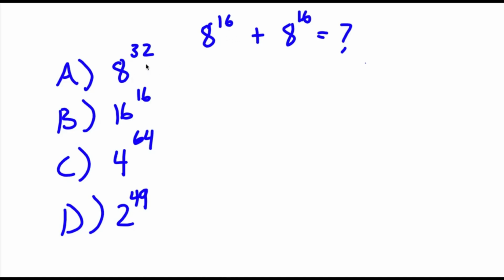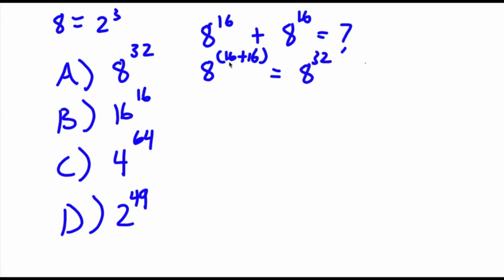So 8 here, this is equal to 2 to the power of 3, right? So let's try out A. What they did was they simply just kept the base the same and added the exponents. So they did 8 to the power of 16 plus 16. 16 plus 16 is 32, so they did 8 to the power of 32. And this is actually wrong.